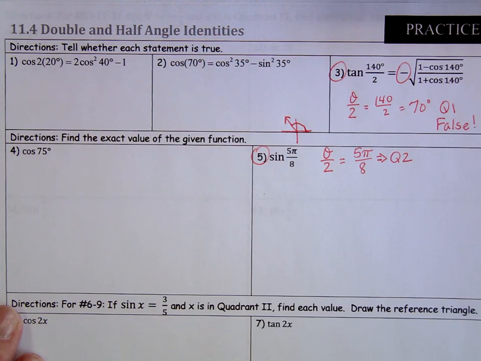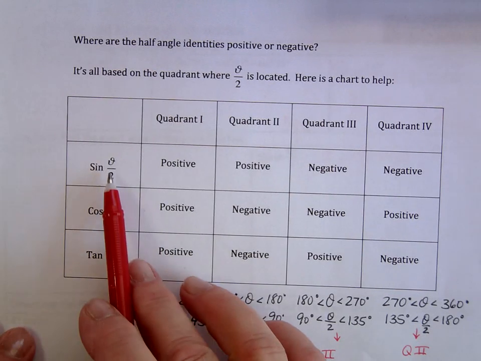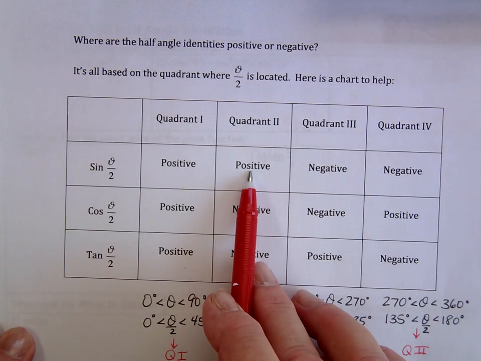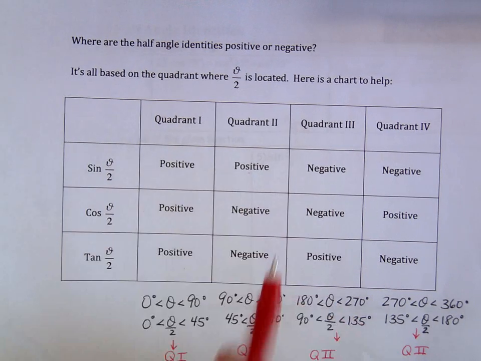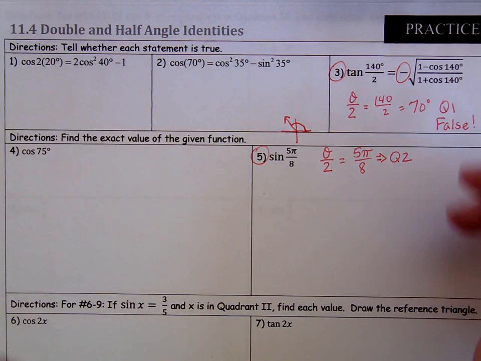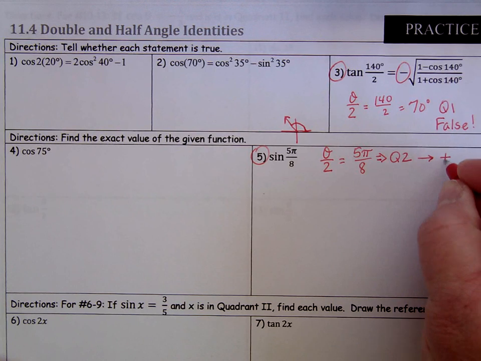So I go to my chart. If I am the sine of a half angle in quadrant 2, I am positive. And so I know I'm using the positive part of that square root. So I know that I'm going to put this as being a positive.